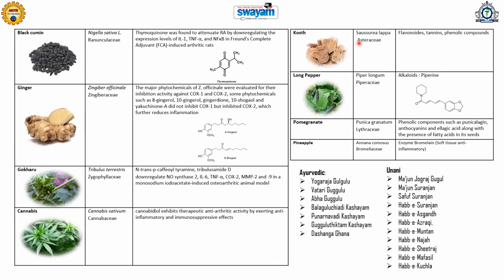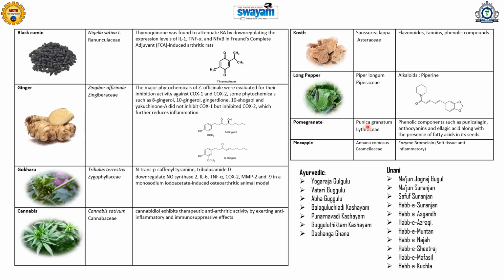Then Kosht, that is Saussurea, Asteraceae, which is a very popular Ayurvedic plant, and it contains various types of flavonoids, tannins, and phenolic compounds that are also found to cure the arthritis or are helpful in curing the symptoms of arthritis. Next is long pepper, Piper longum, Piperaceae, which is responsible for change in the aroma as well as flavor of the formulation, but its piperine compound is also found to be anti-inflammatory, anti-arthritic in nature due to the increase in the bioavailability of the other compounds.